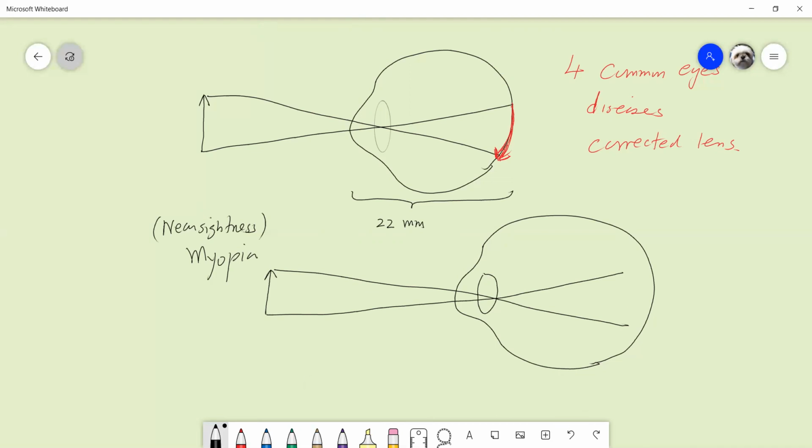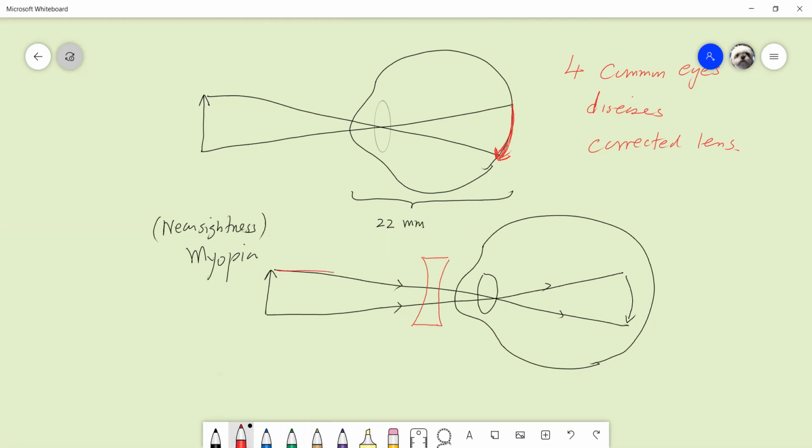And the image is formed in front of the retina. You got it? Now, how are you going to correct them? The way you correct them, you're going to put a divergent lens. Good.